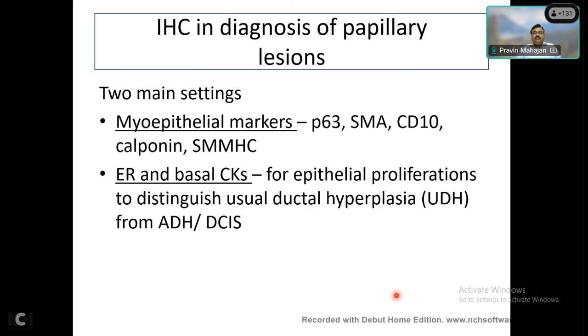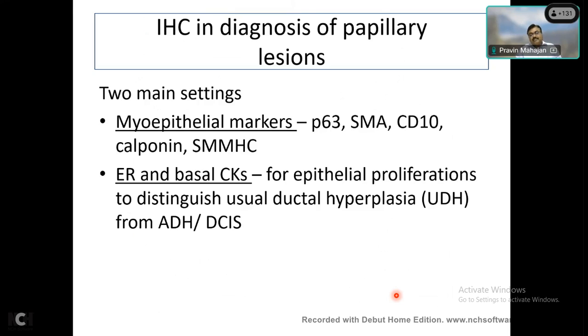So IHC has a very important role in papillary lesions when you are not very sure of your morphology, whether the lesion you are dealing with is benign, pre-malignant or malignant. Then you may have to resort to IHC, and you use it in two settings. One is to show whether there is presence or absence of a myoepithelial cell layer. For that, we use myoepithelial markers like p63, smooth muscle actin, CD10, calponin, and smooth muscle myosin heavy chain. You also can use markers like estrogen receptor and basal cytokeratins.